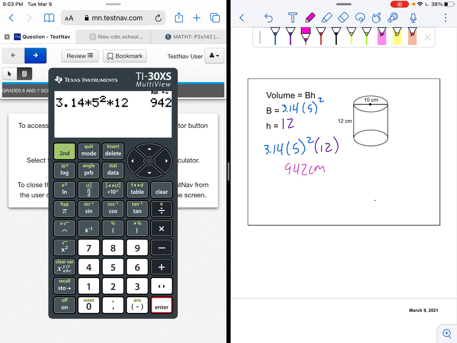And now this is volume. And so volume is three-dimensional. We have length, we have width, we have height. So instead of squared, it's going to be cubed.